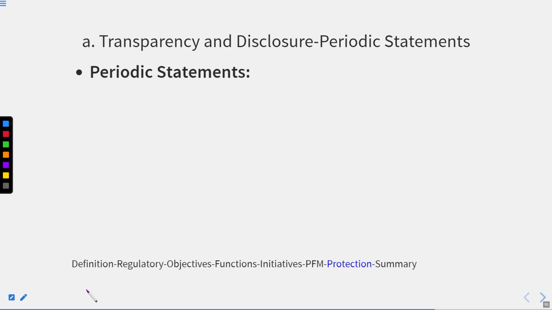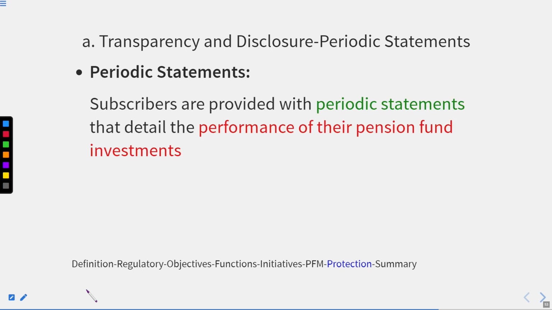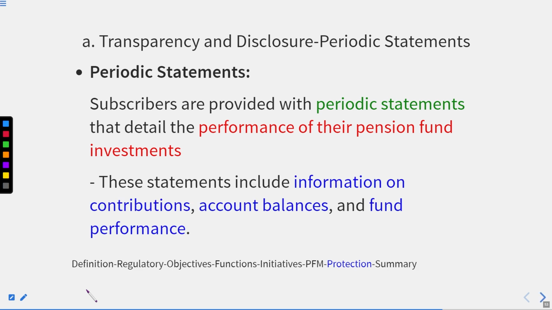Thereafter, second is periodic statements. Subscribers are provided with periodic statements that detail the performance of their pension fund investments so that they could continue with this fund or could switch to another fund. These statements include information on the contributions, account balances, and fund performance.